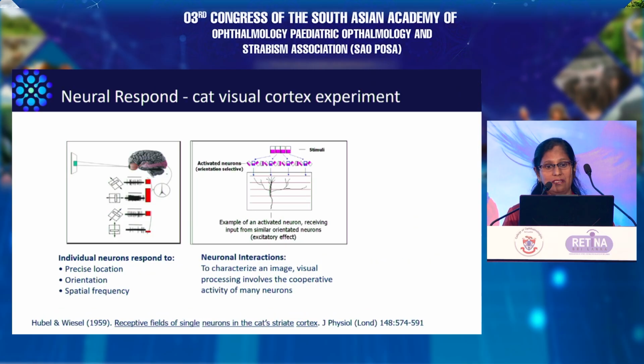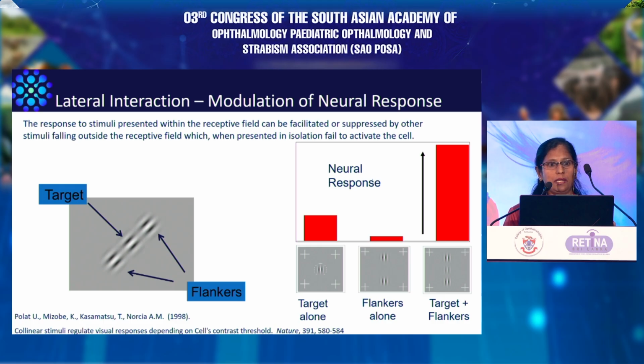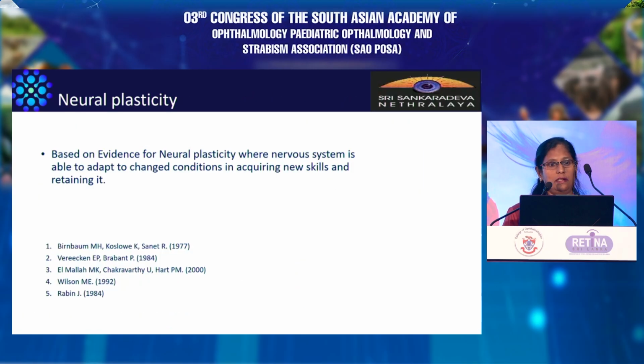The next is lateral interaction. To characterize an image, visual processing involves the cooperative activity of many neurons. So they have conducted experiments and found the response to stimuli presented within the receptive field can be facilitated or suppressed by other stimuli falling outside the receptive field, which when presented alone fail to activate the cell. So when it's the target with the flankers, target plus flankers, they give the maximum response. And this is what they have used in this therapy.